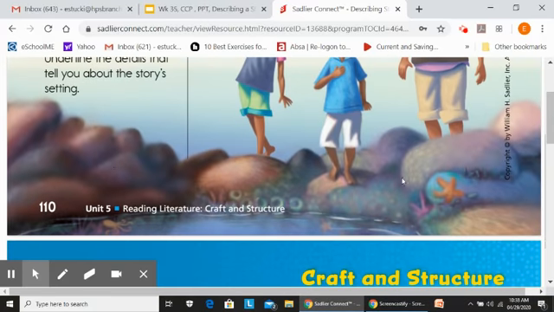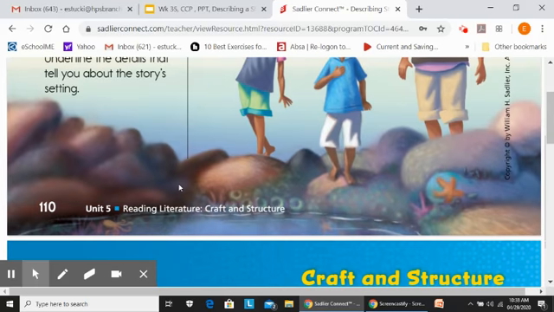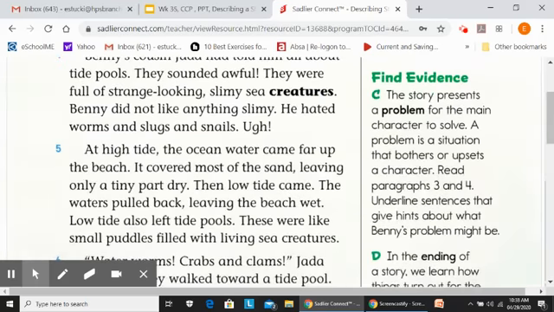So we remember the rock, the tide pools with all the sea creatures inside, and to Benny, they look like sea monsters because he's not really a fan of these little creatures. All right, let's go on to today.